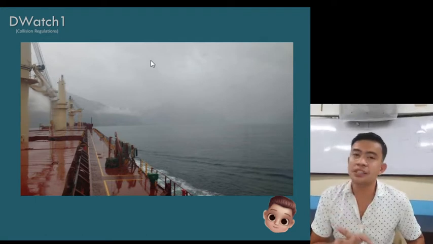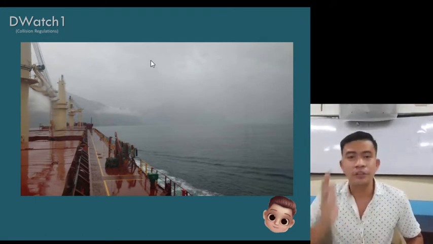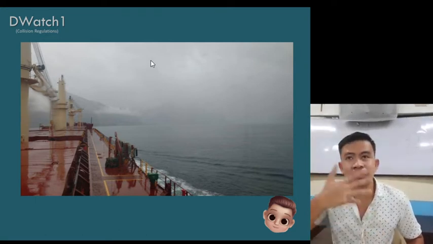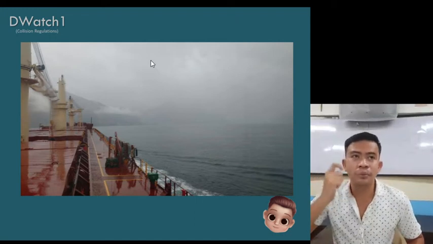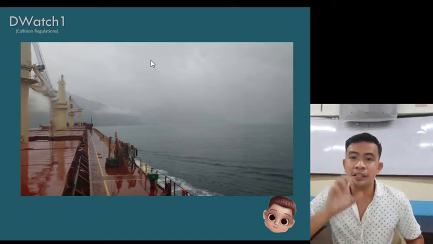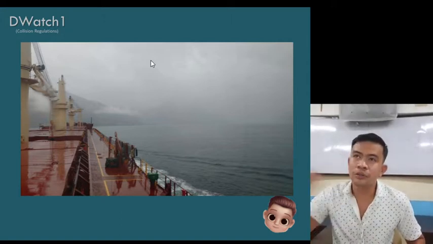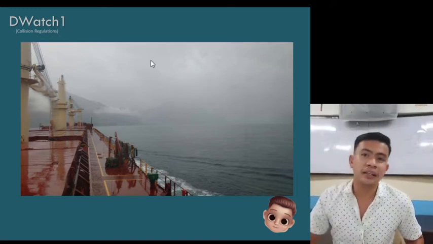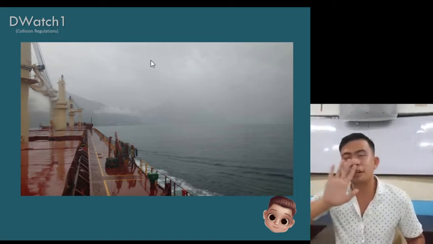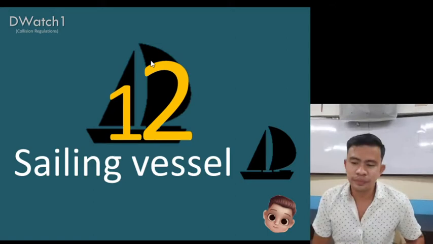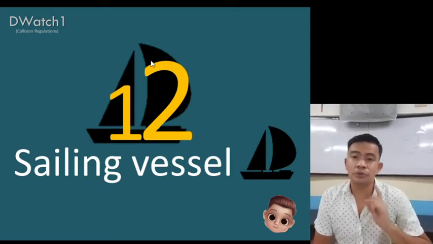This one is a restricted visibility. When we say restricted visibility, to review, your visibility or the way you see from the bridge is restricted or obstructed. Hindi mo siya nakikita. Yung limit ng eyesight mo is only just nearby. No, you cannot see far. And let's proceed with our Rule 12.